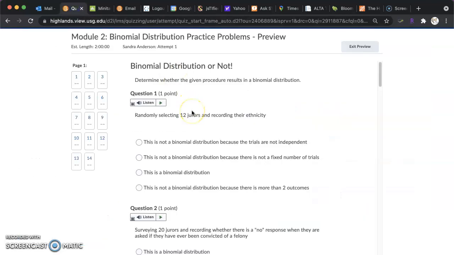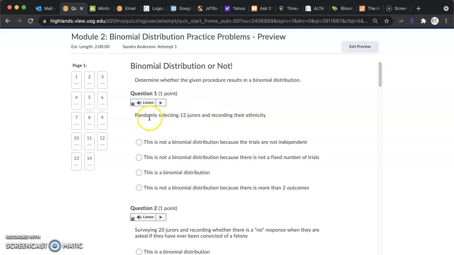Hi, since a few students had questions about the binomial distribution, I just want to walk through some quick problems to explain it to you. First of all, you need to know if something is a binomial distribution or not. Binomial, bi means two. So pretty much what you're doing is looking to see if something has two outcomes or not.